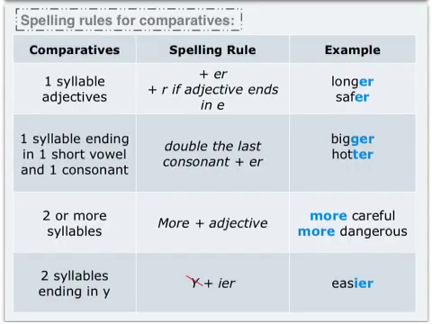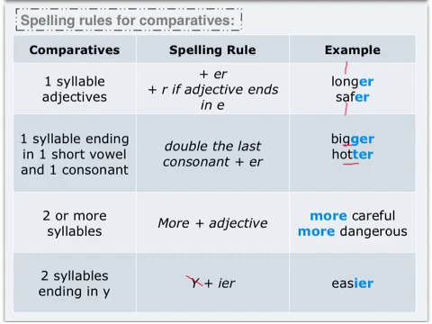You need to make sure that you know the spelling rules for changing adjectives into comparatives. Now, if you have one-syllable adjectives, such as long or safe, we just add ER to the end. Now, if there's already an E on the end, like in safe, only add the R. If you have a one-syllable word, such as big or hot, and it ends with one vowel and one consonant, such as OT or IG, then we double the last consonant plus ER.